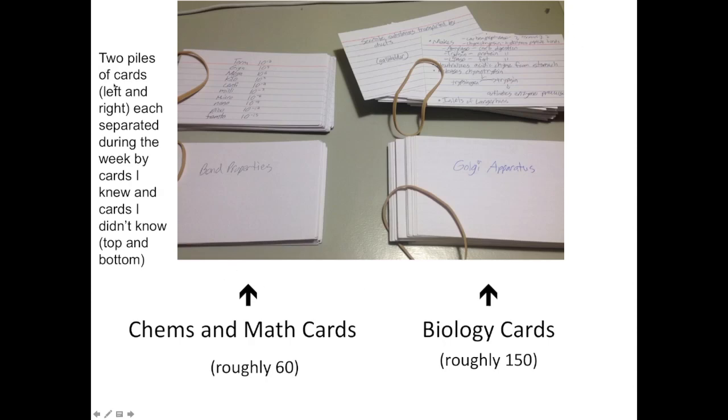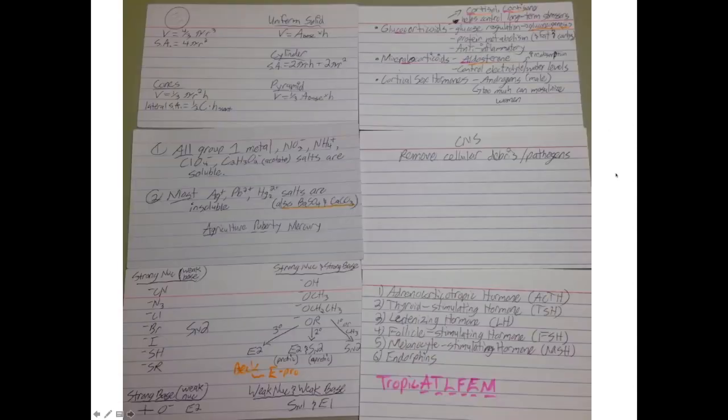So there'd be two piles of cards, the left and right, each separated during the week by cards I knew and cards I didn't know. For my chemistry and math cards, I had roughly 60, and for biology cards, I had roughly 150. Some of them were pretty brief, simple definition type flashcards. Others were like a copy and paste of what Chad would write on the whiteboard, which I converted into my notebook and then converted onto a flashcard.